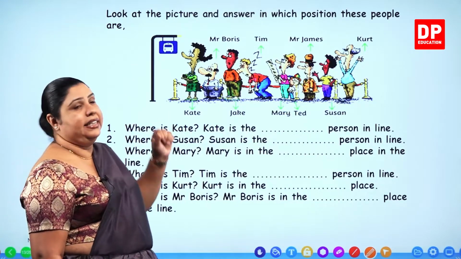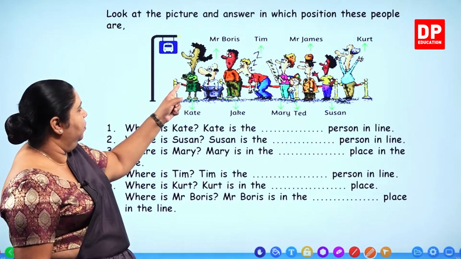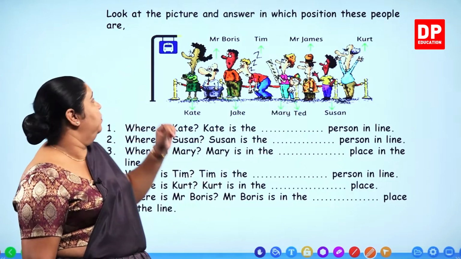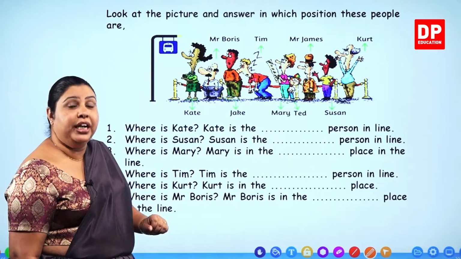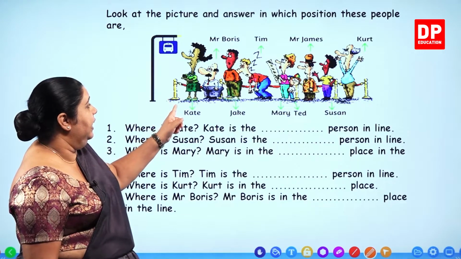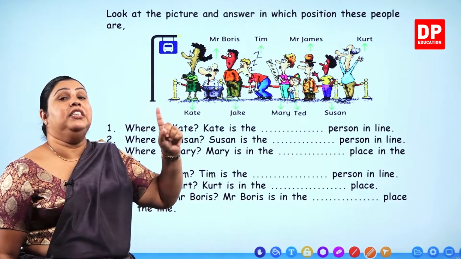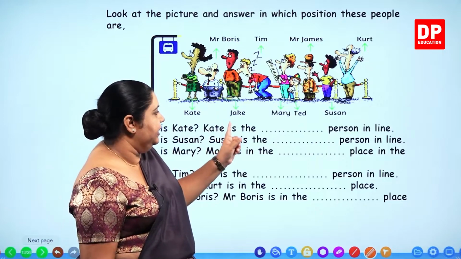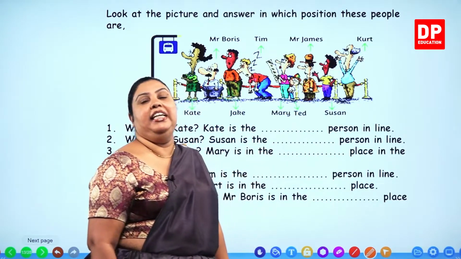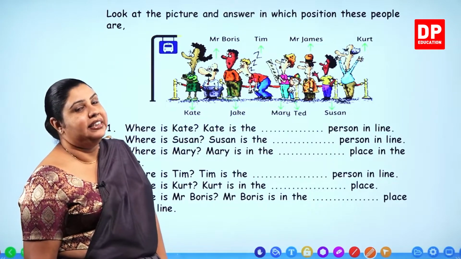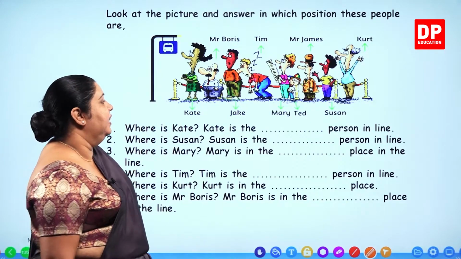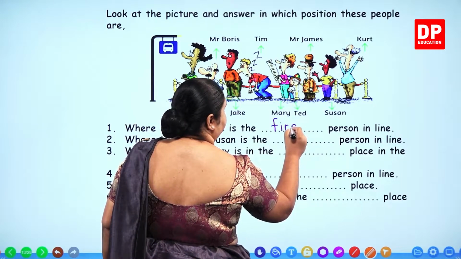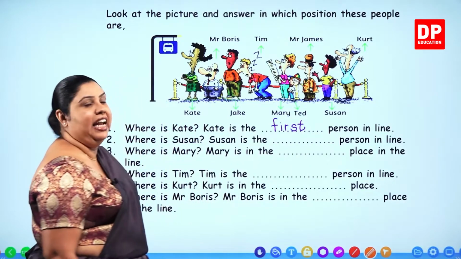Where is Kate? Now where is Kate? Oh, over here. Now they are standing to get into the bus. Can you see? They are at the bus stop and they want to get into the bus. So now Kate is here as the first person to get into the bus. Where is Kate? Kate is the blank person in line. Who is Kate and where is Kate standing? Kate is the first person. F-I-R-S-T. First person in line.